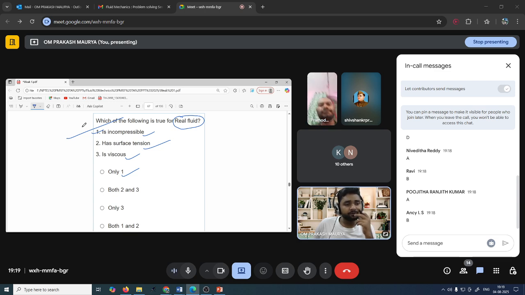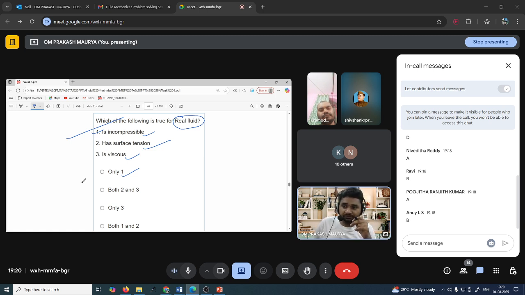Okay, good. So just please think, we are talking about the real fluid here. Okay, I'll show the answer. Here it is incompressible, has surface tension, is viscous. So remember one thing, the real fluid always has viscosity. So option 3 will be correct. First try to think which option will be correct. We have two options, the second one and the third one.